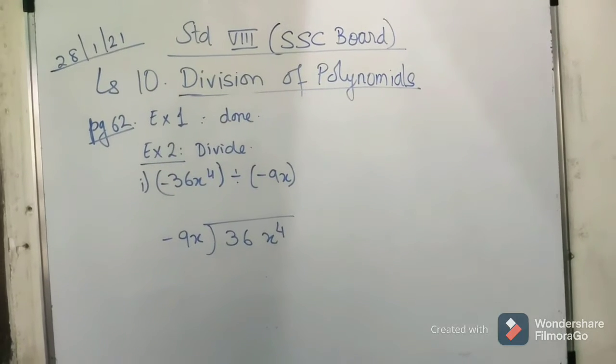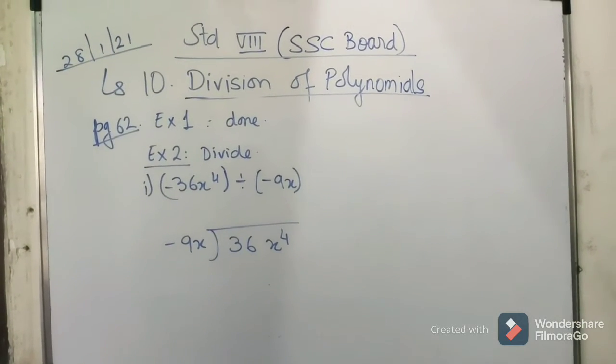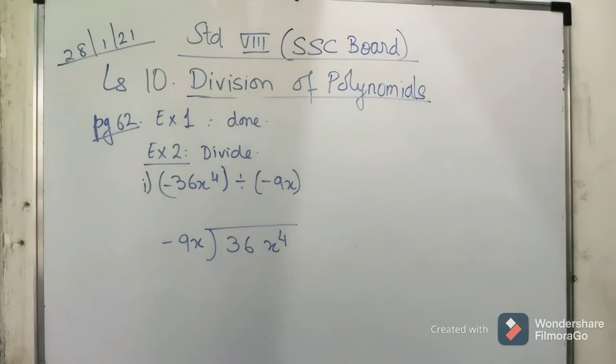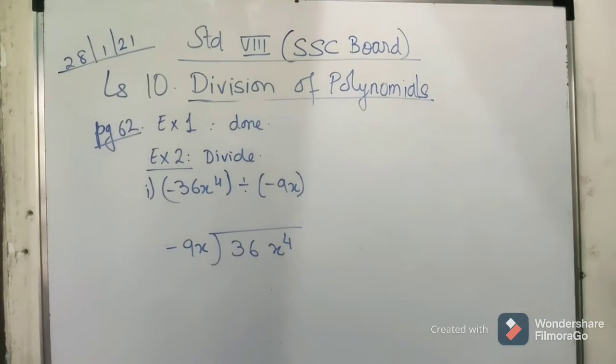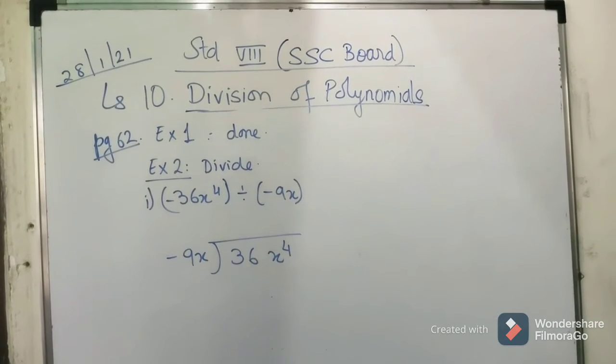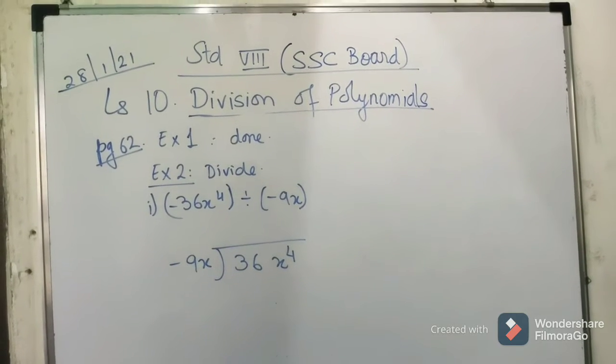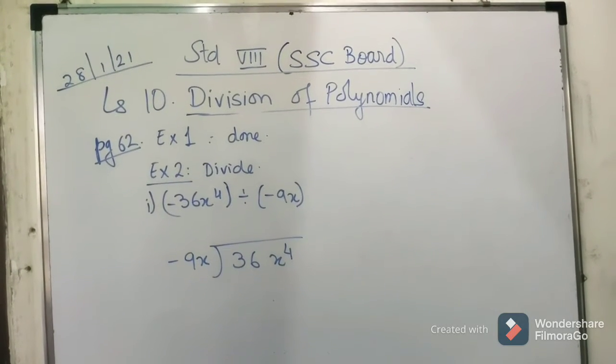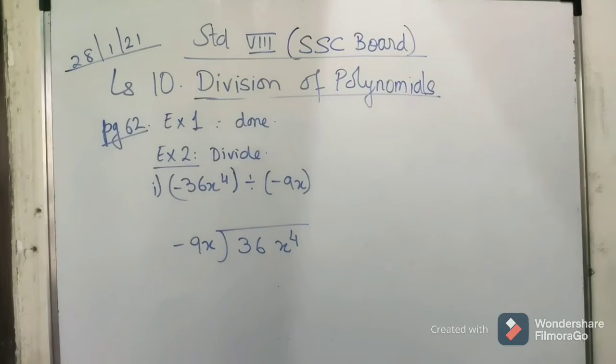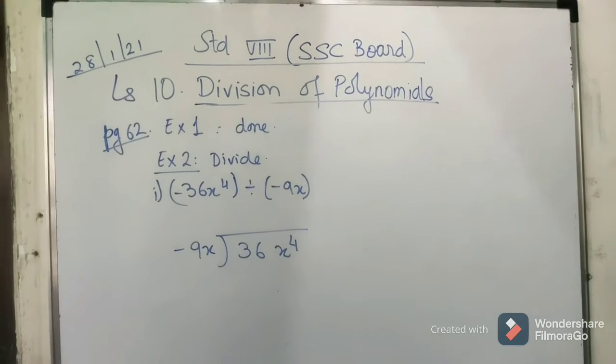Okay, now we come to page number 62. Again it says divide 15p cube divided by 3p. So here you can see in the table of 3, 15 comes in 5 times, so normal division is done, and p into p square will give us p cube. Now we go on to the second example.